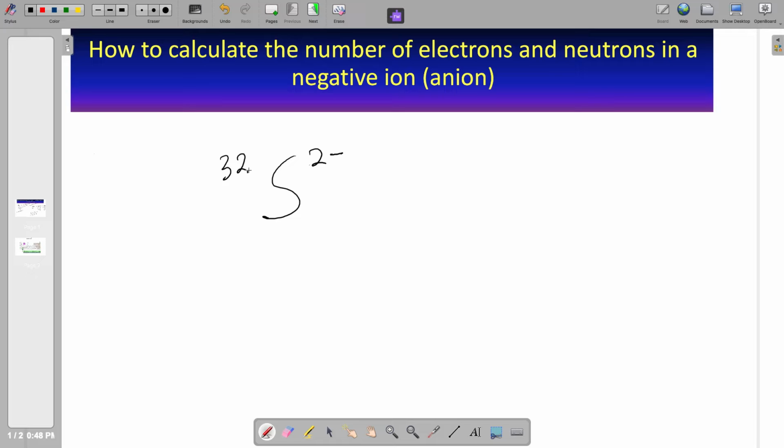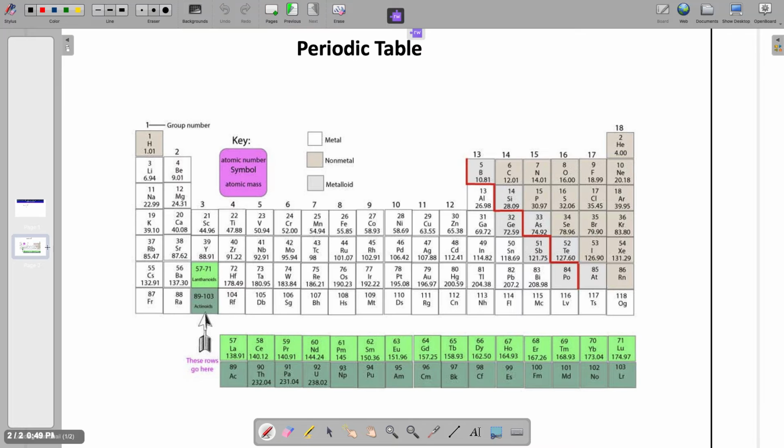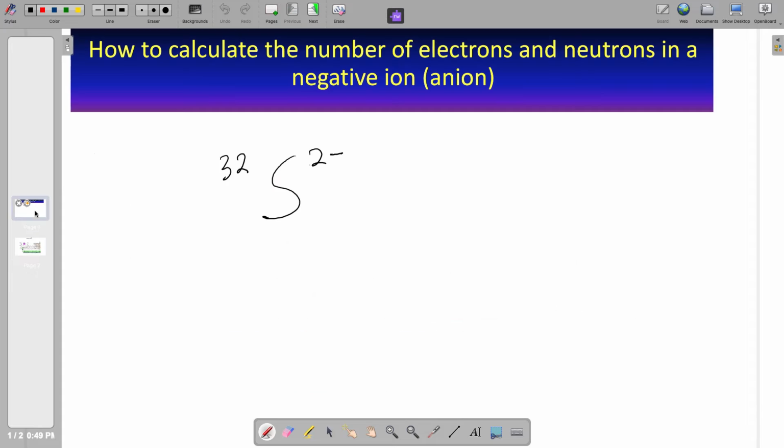So first of all, we have to know two things. We have to know the mass number, which is given to us, and we also have to know the atomic number. So let's go to the periodic table to identify our atomic number. So this is sulfur. As you've seen, 16 is written on top of the chemical symbol of sulfur, S. So this means that the atomic number of sulfur is 16. So we write it. Here I would say mass number. Here I will say atomic number.